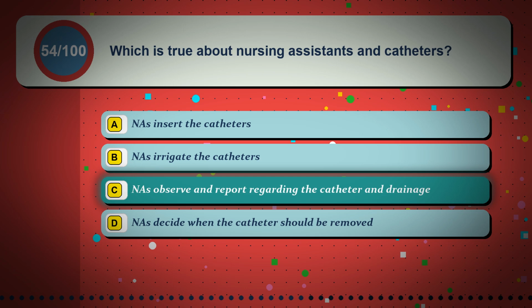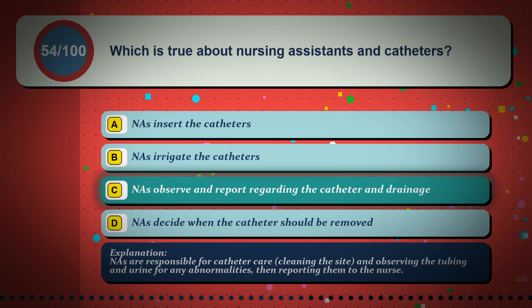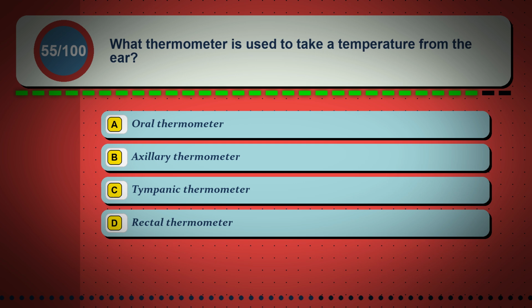The correct answer is option C. NAs observe and report regarding the catheter and drainage. NAs are responsible for catheter care, cleaning the site, and observing the tubing and urine for any abnormalities, then reporting them to the nurse.